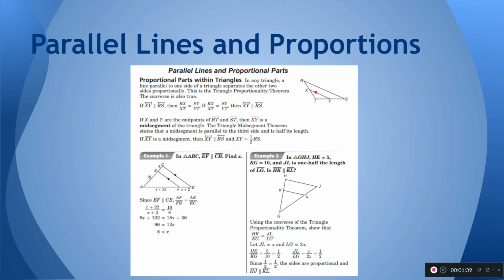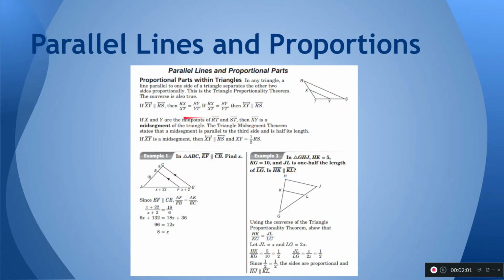So basically, they have this line here that's just separating these two portions of the sides of our triangle so that we can say that they're proportional to each other. And if we have it noted that they're proportional to each other, then we can say that these two lines, XY and RS, are parallel to each other.